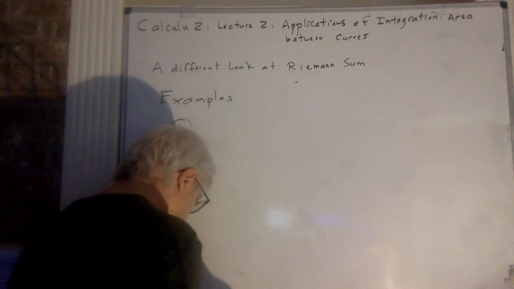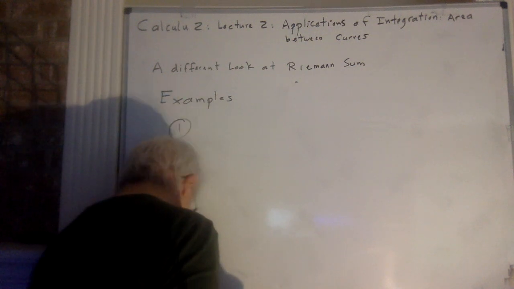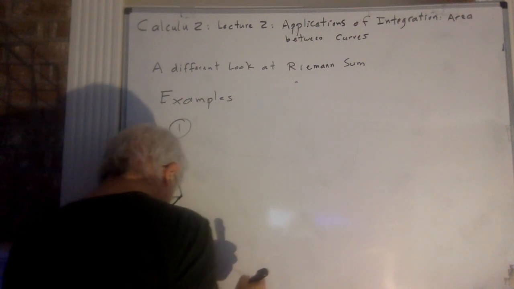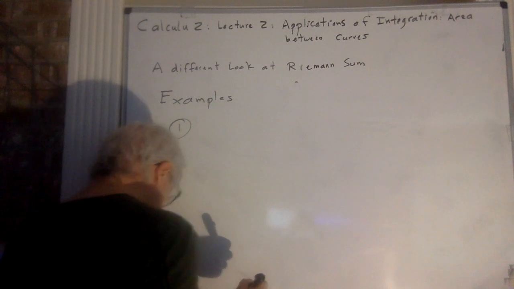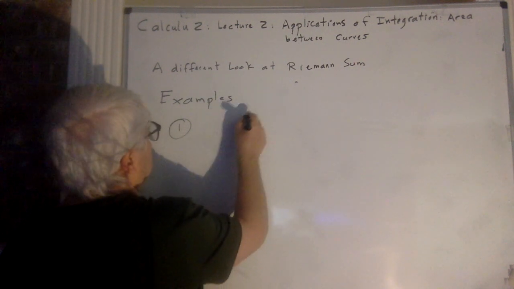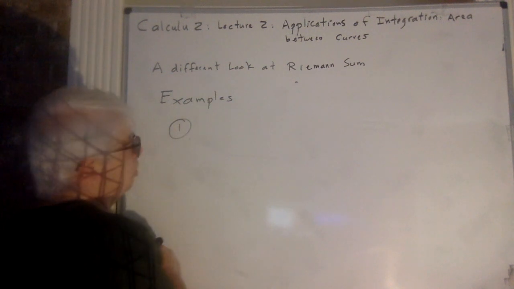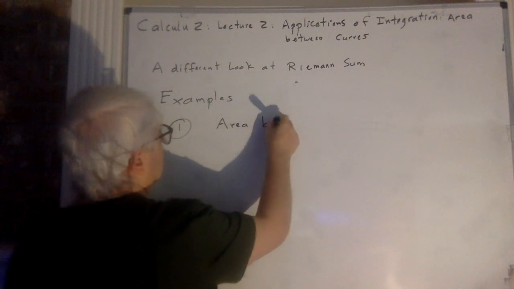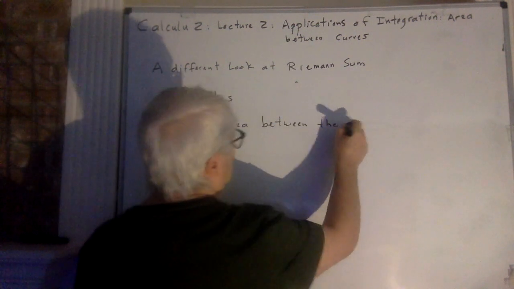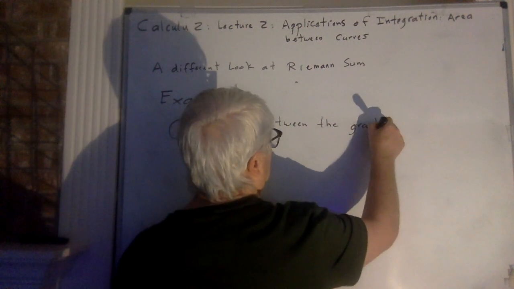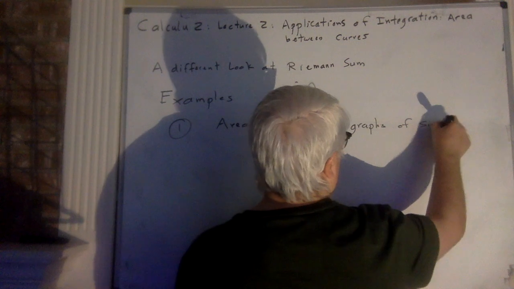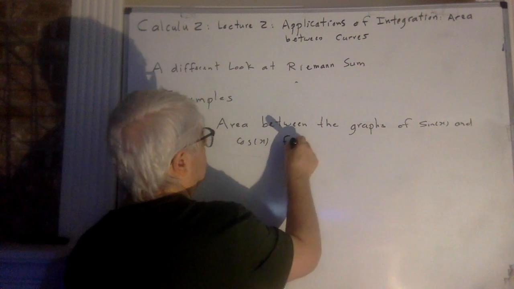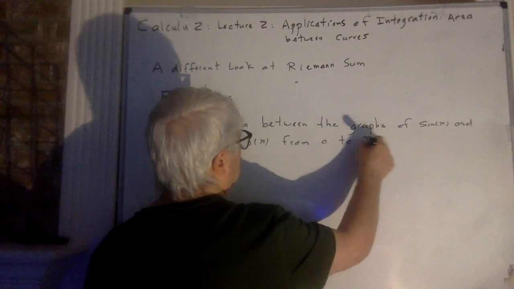Well, let's see, does the book have any nice example? Okay, this is in fact quite nice. So let's say the one is sine and the other one is cosine. Let's find the area between the graphs of sine x and cosine x from 0 to pi over 2.